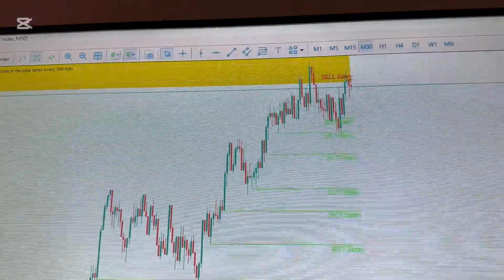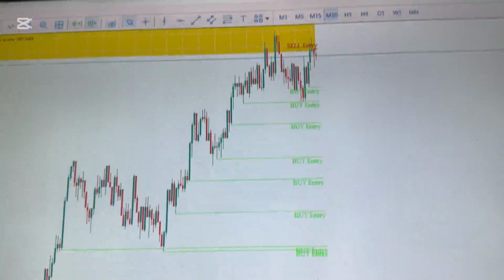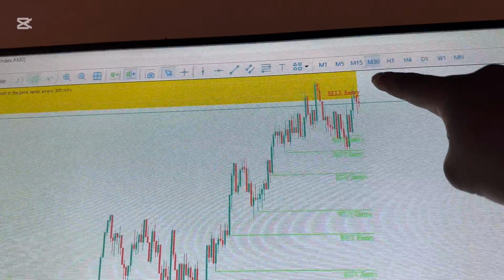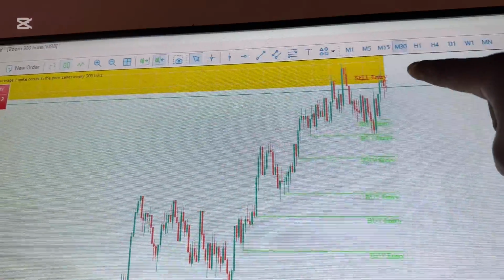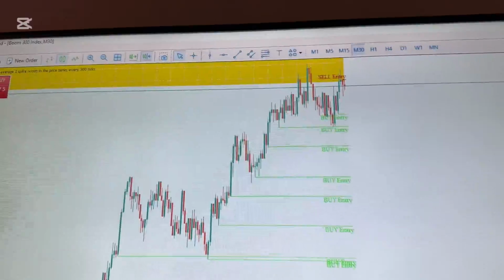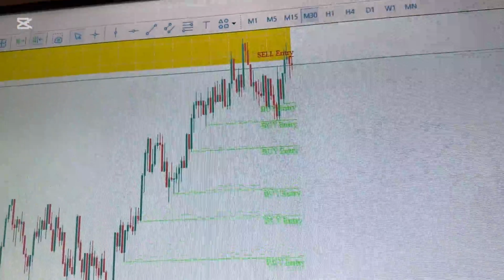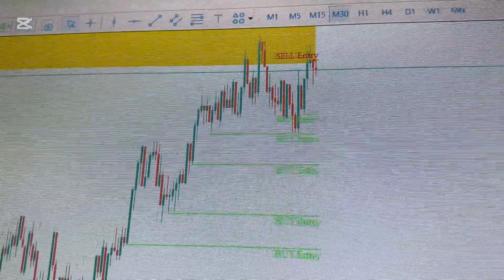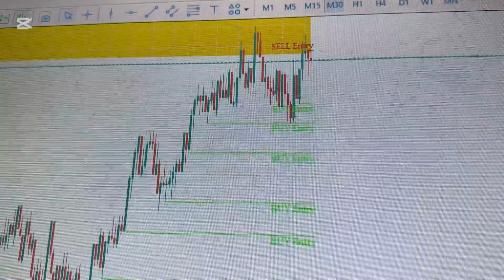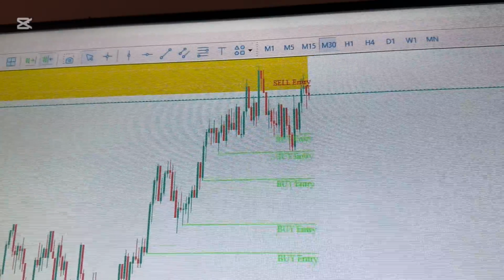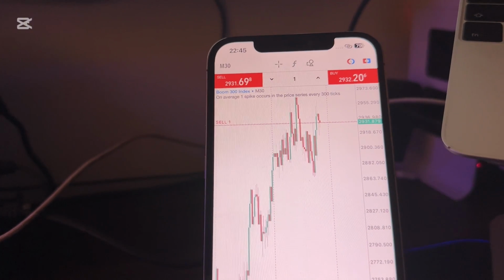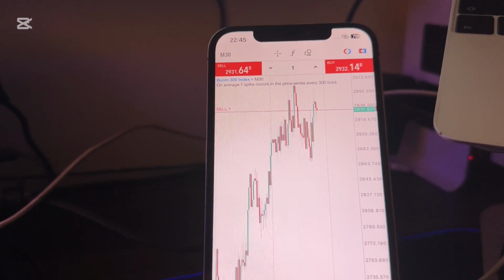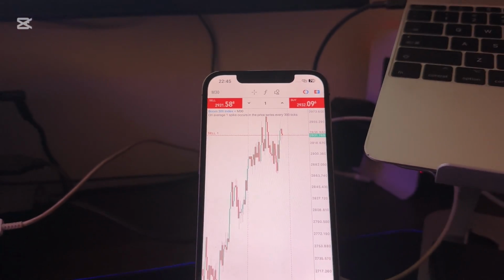Okay, we just got an entry, a beautiful sell entry on a boom 300. This is the 30-minute time frame, and the reason why I'm saying this is a good trade is because we are in that yellow zone and we got a sell entry whilst we are in that yellow zone. Now, for those of you that are following and watching these videos, you know that if you get into that yellow zone and you get a sell entry, that's a very strong signal. So we've already secured our sell trade on boom 300.